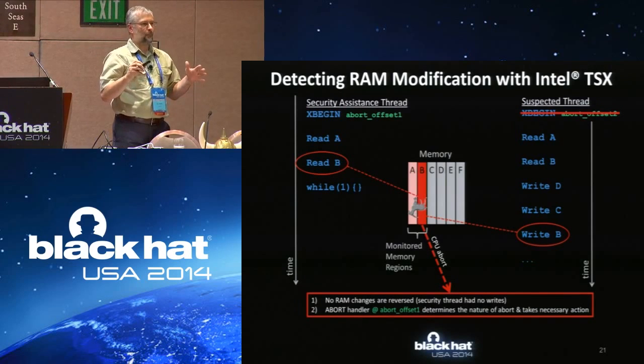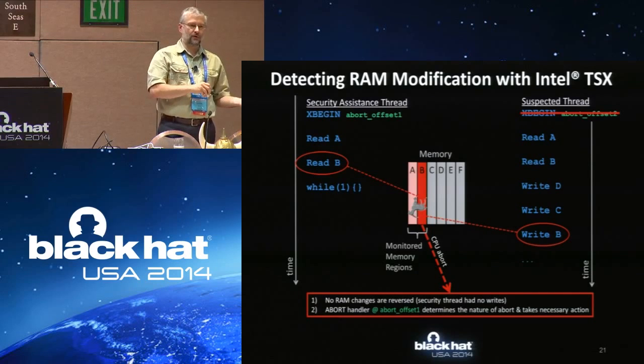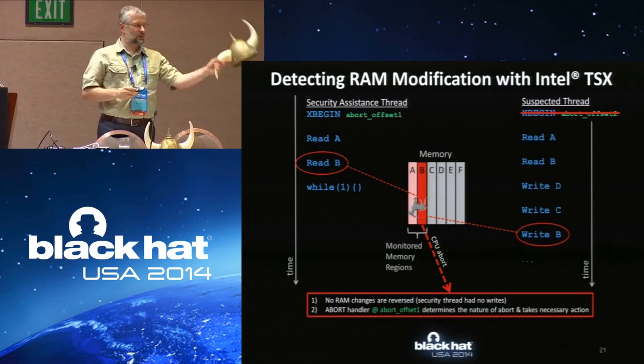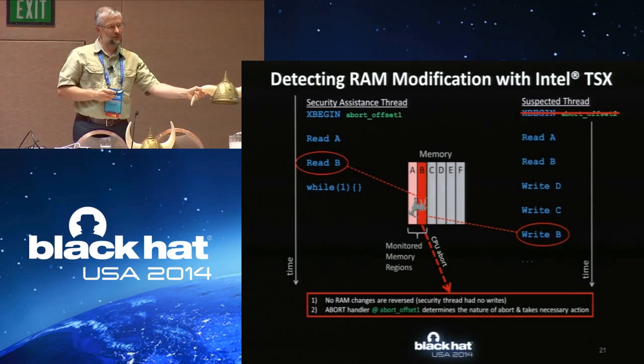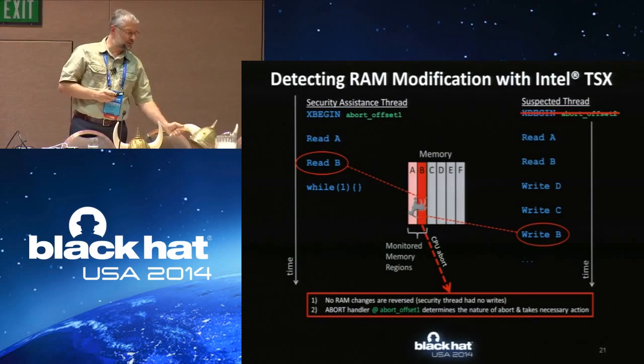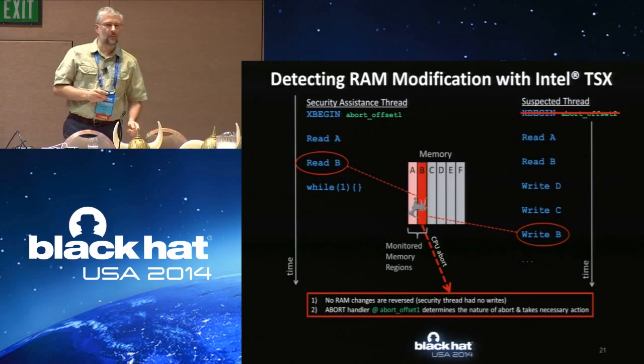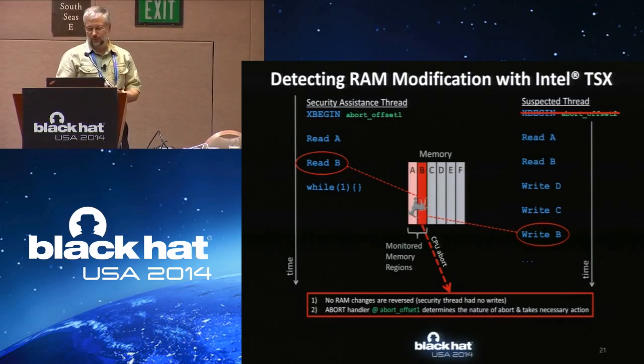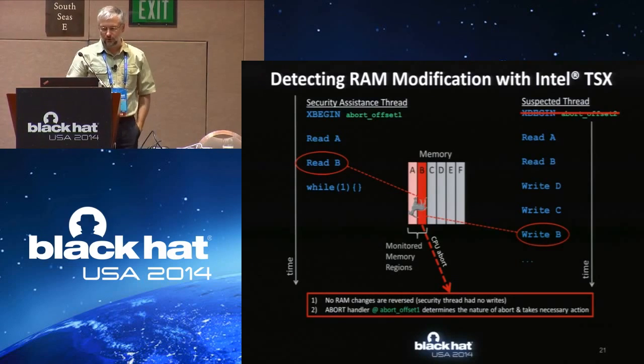So by putting xbegin in either the security thread or into the suspected thread, so doing xbegin either this way or that way, we can control whether the memory reversal on the writes done by the suspected thread is done or not.